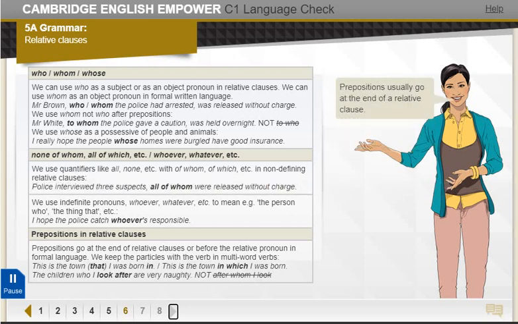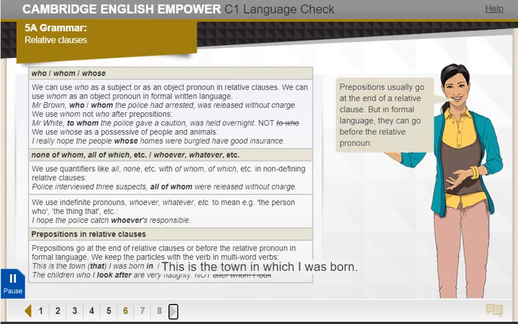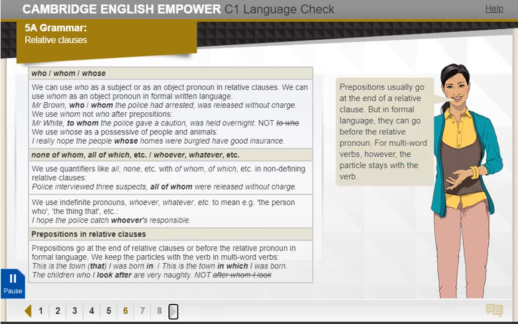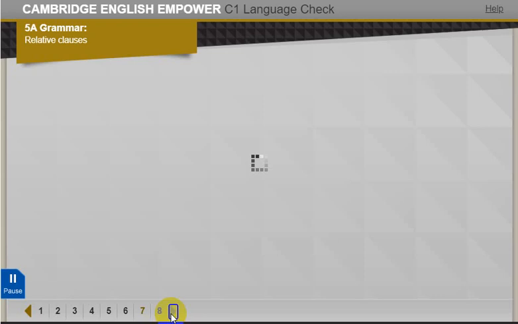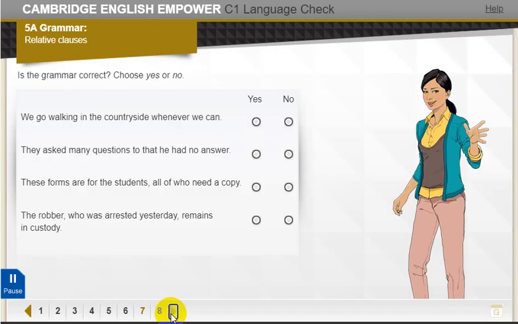Prepositions usually go at the end of a relative clause. But in formal language, they can go before the relative pronoun. For multi-word verbs, however, the particle stays with the verb. When you are ready, go to the activity. Is the grammar correct? Choose yes or no.